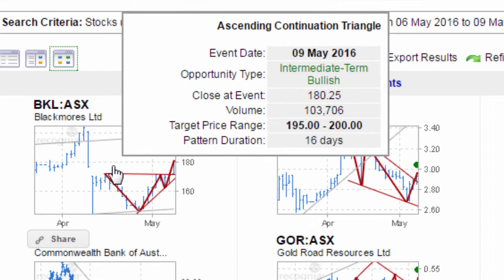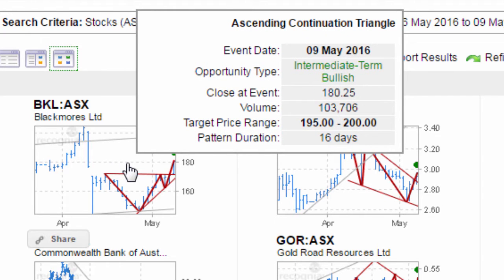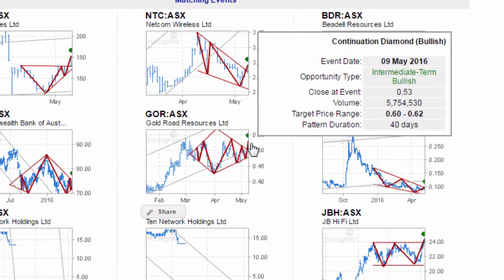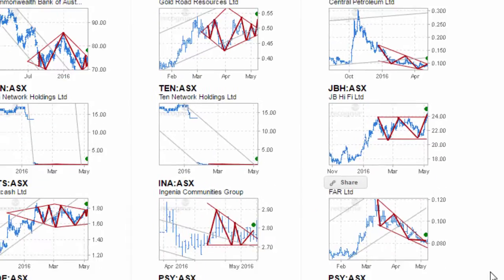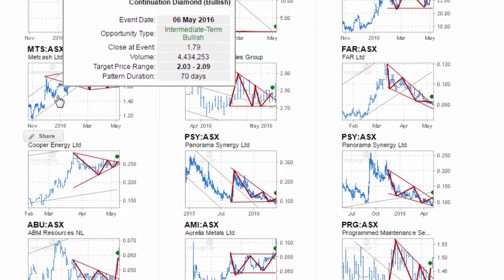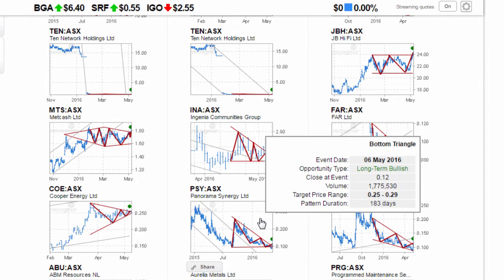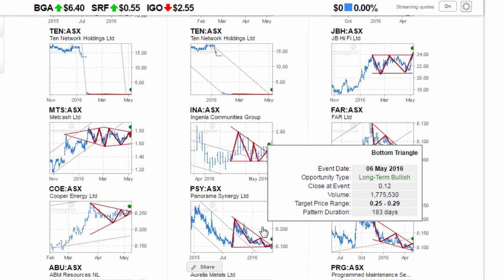So in an ascending continuation triangle, you want an ascending inbound trend, and in this case it's not a very strong ascending inbound trend. This one, Gold Road, is actually quite nice. We see a nice tight inbound trend. If we scroll down here farther on Metcash, we see again a nice tight inbound trend, and here's a nice downtrend on Panorama Synergy, and this is a reversal pattern, right? So we're looking for a nice well-formed downtrend on reversal patterns.